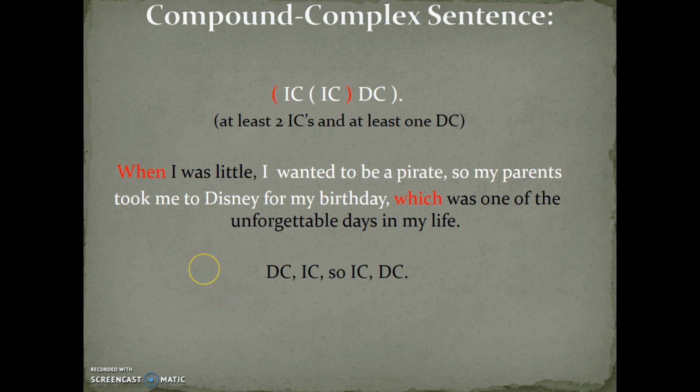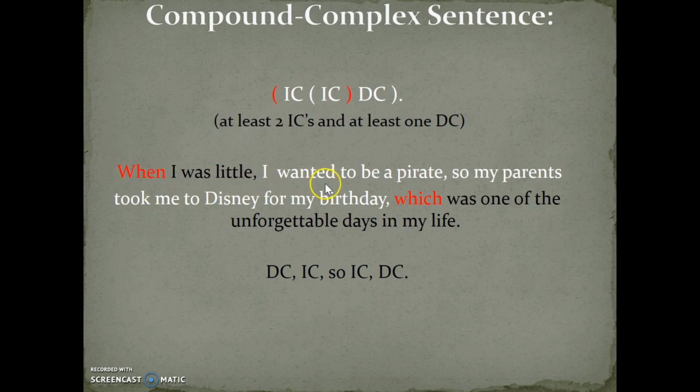And the last type is compound complex. Compound complex sentences require at least two independent clauses and one dependent clause. And if you recognize this formula, IC plus IC, that's a compound sentence. And this is a formula, IC-DC. This formula belongs to the complex sentences. So together they make a compound complex sentence.